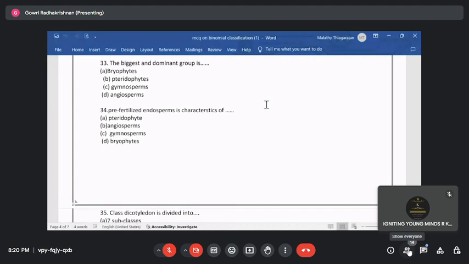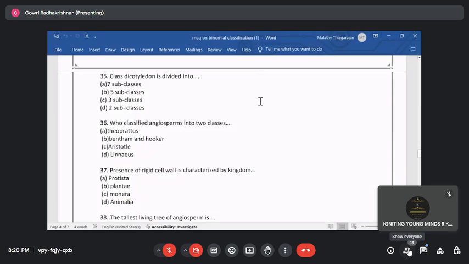So question number 34. Pre-fertilized endosperms is characteristic of gymnosperms. Okay. Now, question number 35. Class dicotyledon is divided into? 3 subclasses. Very good. Can you name them? Polypetalae, gamopetalae, monochlamydeae. Yes. Very good.